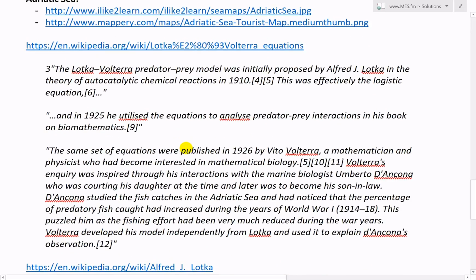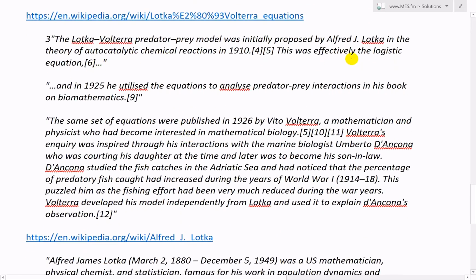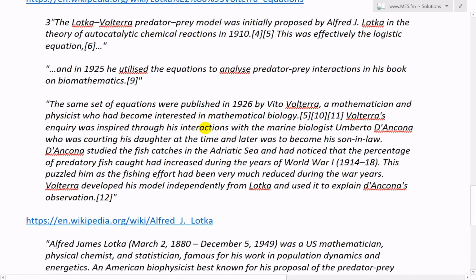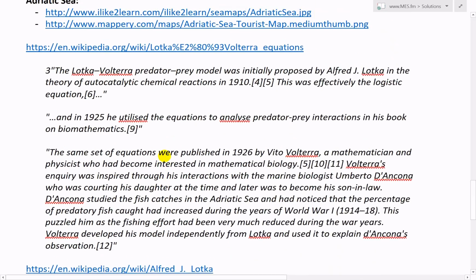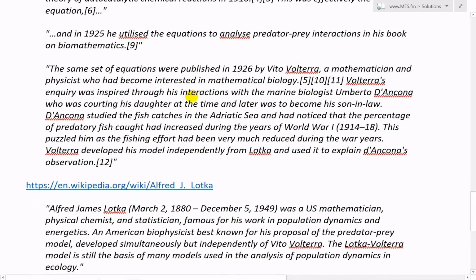Initially, he was doing that to model predator-prey, but it was pretty much a logistic equation, and eventually he formulated what's now known as these predator-prey equations. But this was 1925. What's interesting is these same set of equations were published in 1926 by Vito Volterra, a mathematician and physicist who had become interested in mathematical biology.